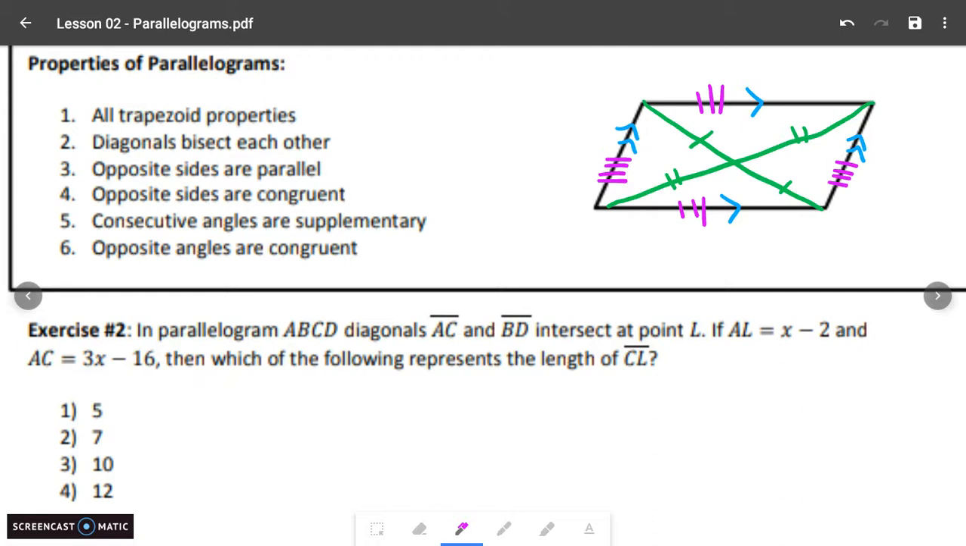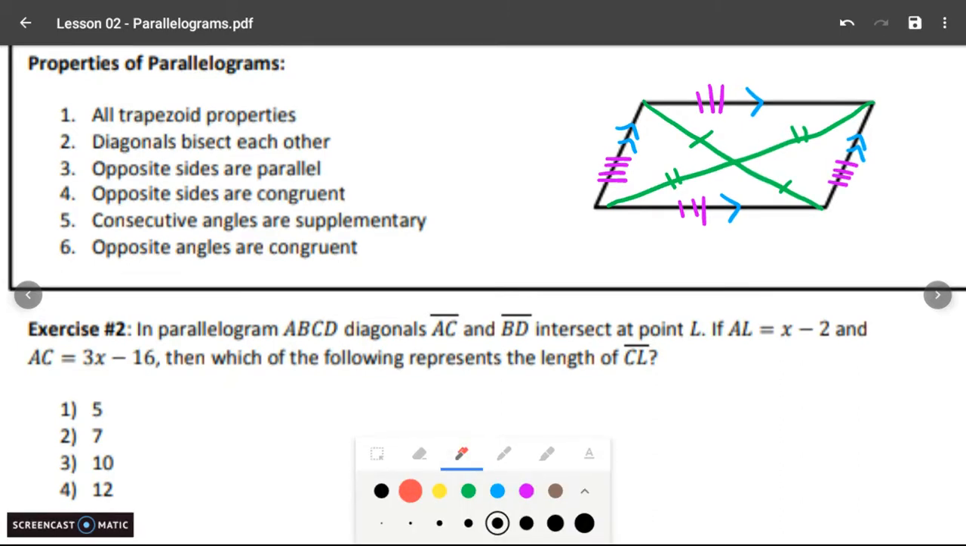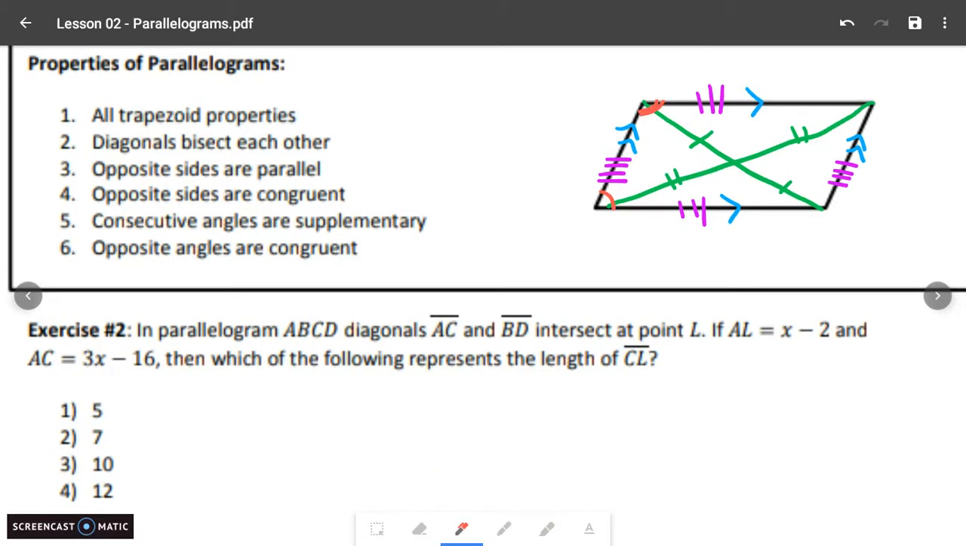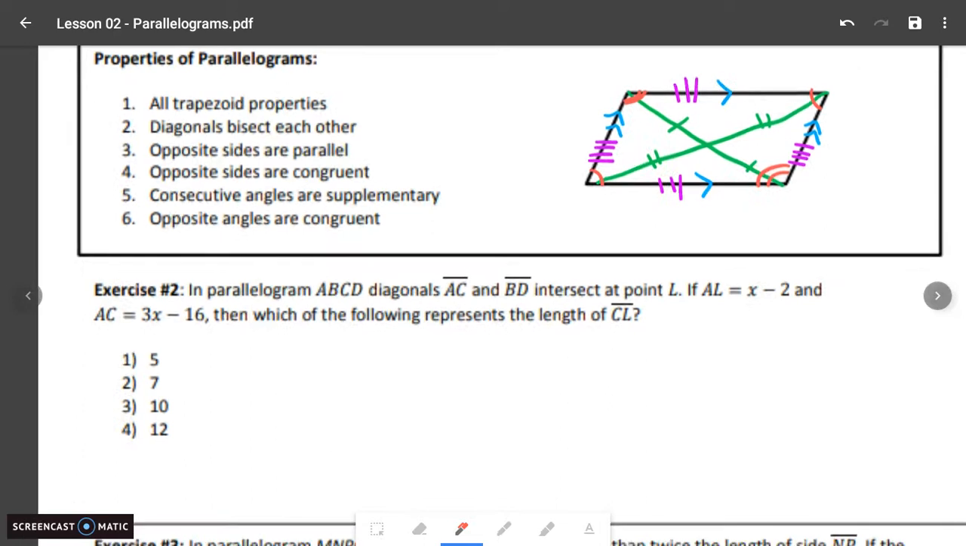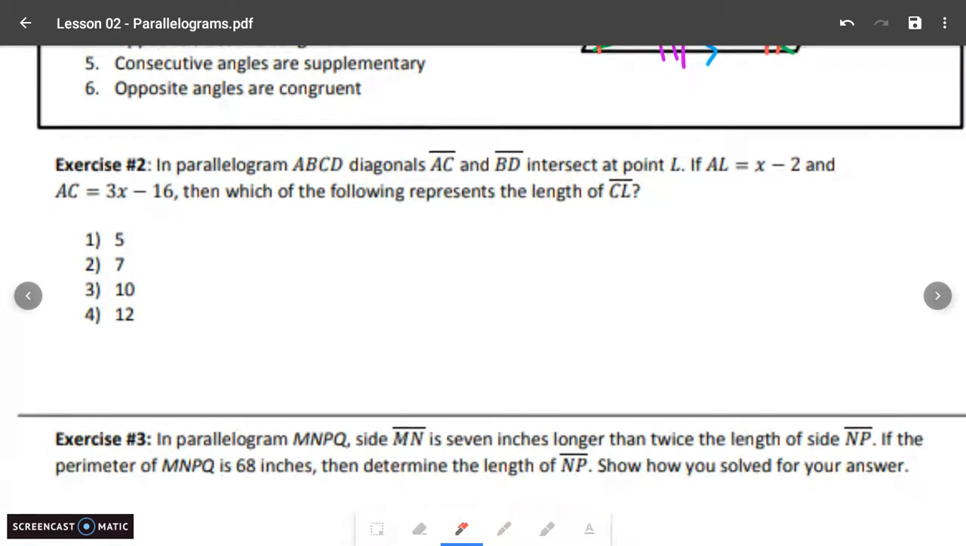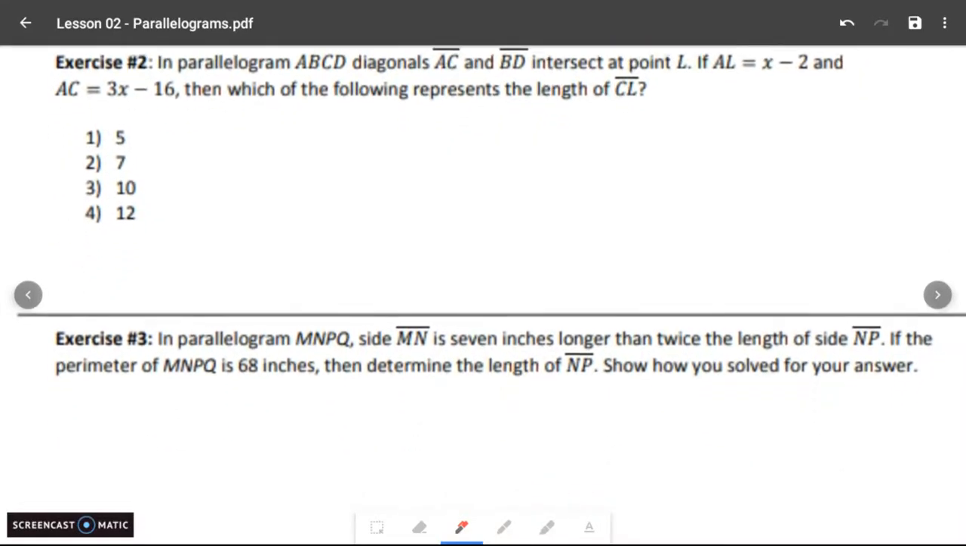And consecutive angles are supplementary, so any pair of angles that are next to each other. So these two here and here, and then so on around the whole board. Because also one thing we didn't show is that opposite angles are going to be congruent. So opposite angles are always congruent. So if we have that path, we can just set them equal to each other. And now we're going to look at some of those properties in the next couple exercises.